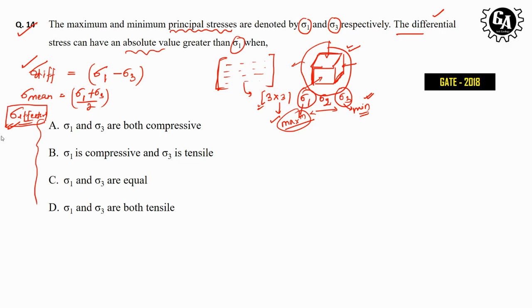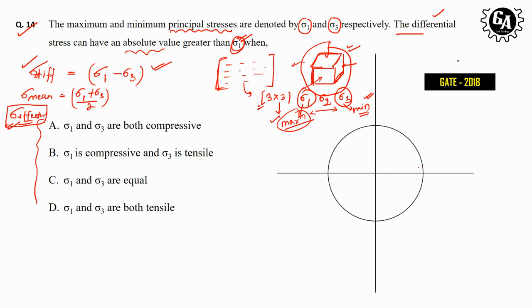In this case he is asking: at what state of stress of a body will the differential stress have a greater value than sigma 1, the maximum principal stress? For this, let us consider this one. And in this case, this is basically the Mohr circle. For understanding, I'm just telling these things.